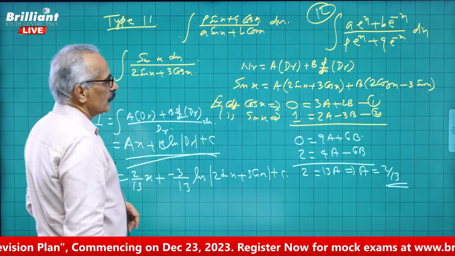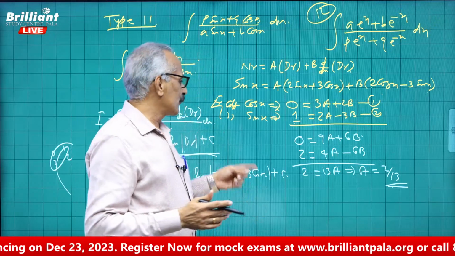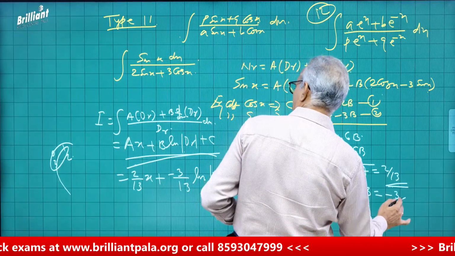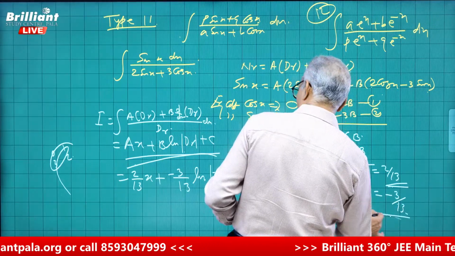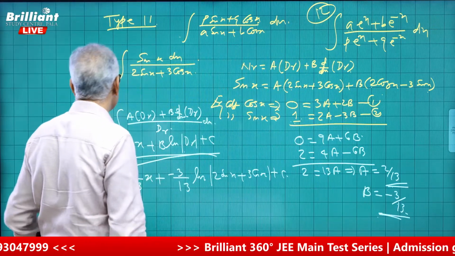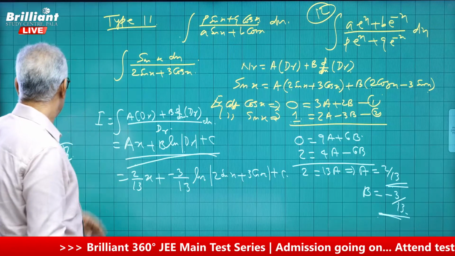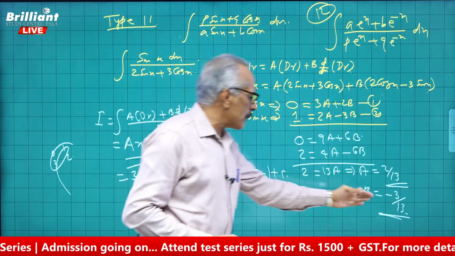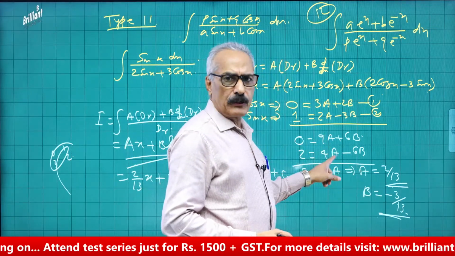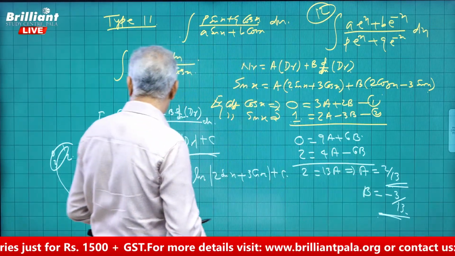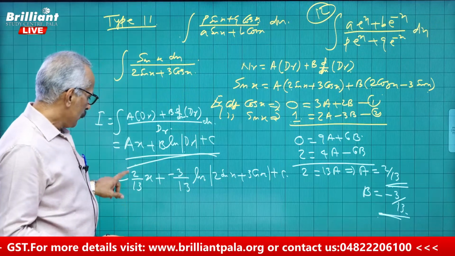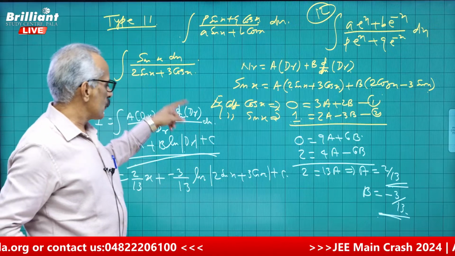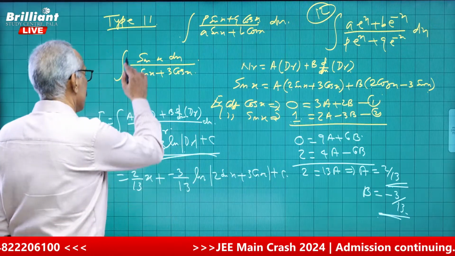Okay. So, I'll give the secret without solving this way. Anyway, you have to solve. Your b will be equal to minus 3 divided by 13 when you solve. You can substitute a over here to calculate your b. Your b will be minus 3 divided by 13. Fine. So, final answer will be 2 by 13x minus 3 by 13 logarithm of 2 sin x plus 3 cos x plus c. So, it's a very, very important one.